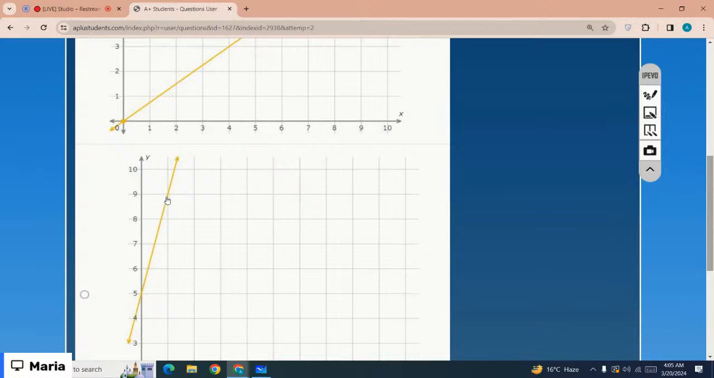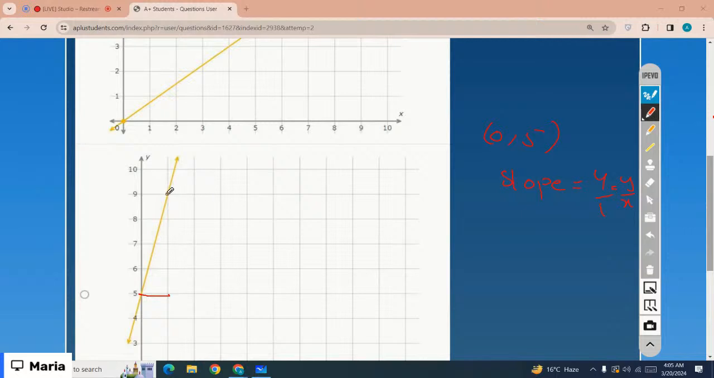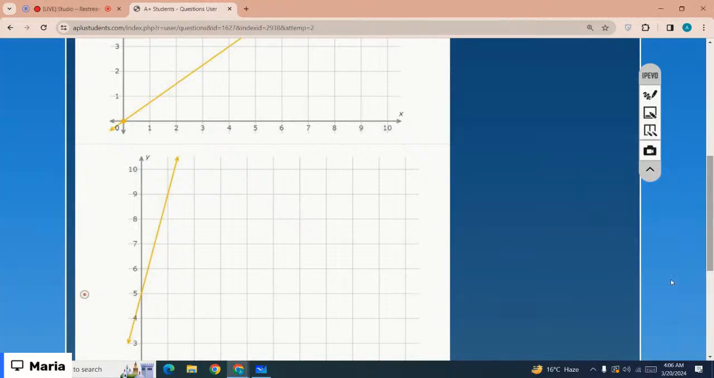So here is the point that is when you move the right 1 and up 4. This is the point you moved. You have moved 4 up. Got it? This is 1 and this is 4. So option number 2 is the correct option. Got it? The correct option is option number 2.